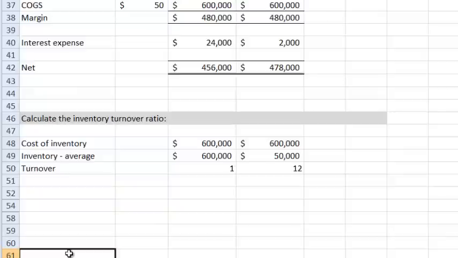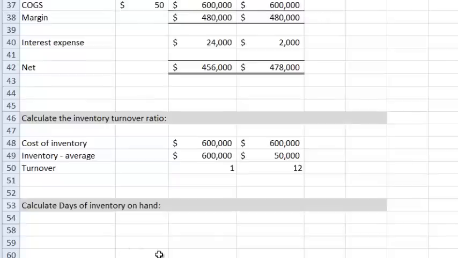Store 2, which has a higher turnover, has a lower cost of capital. It would seem logical that the more often you're able to turn over your inventory, the more efficient you are. You're not carrying around lots of excess inventory, and you have a lower cost of capital. So increasing your turnover would appear to be a very good thing to do.